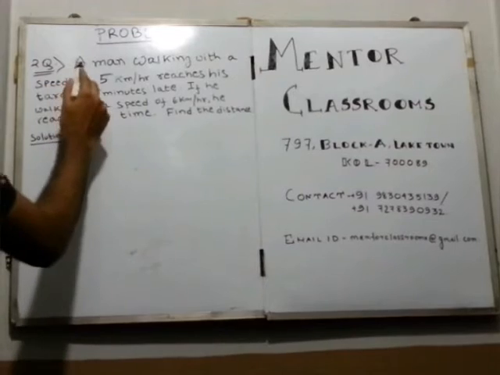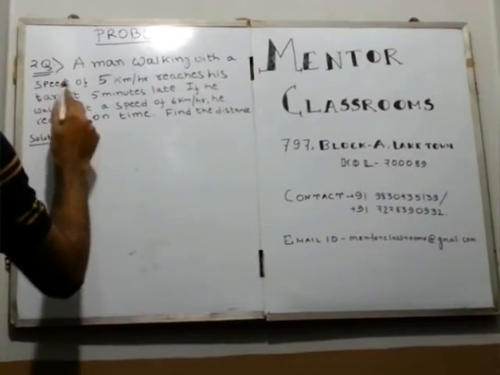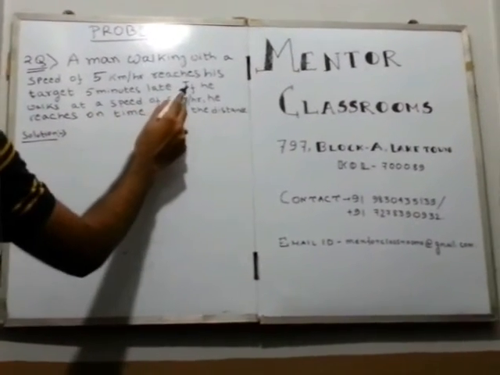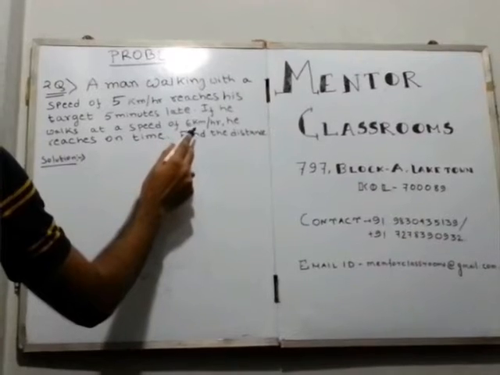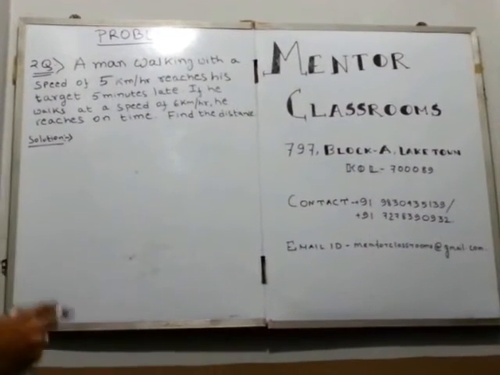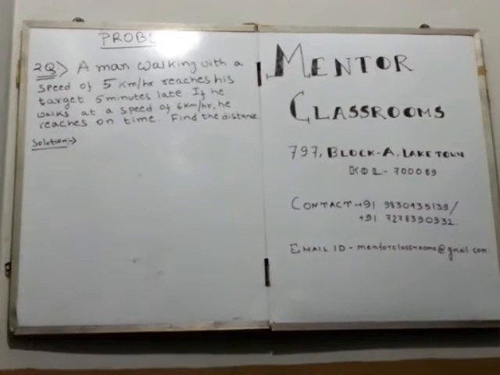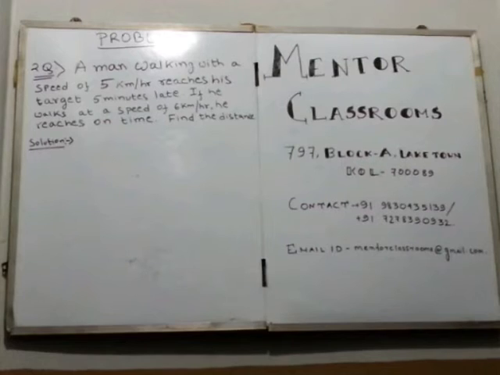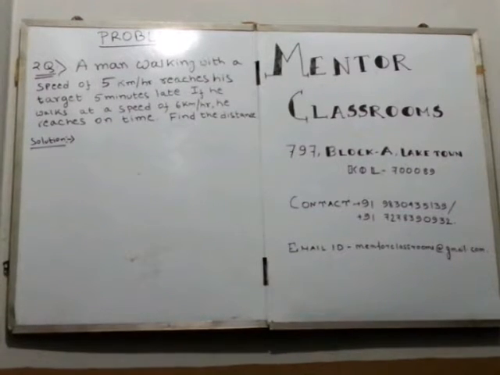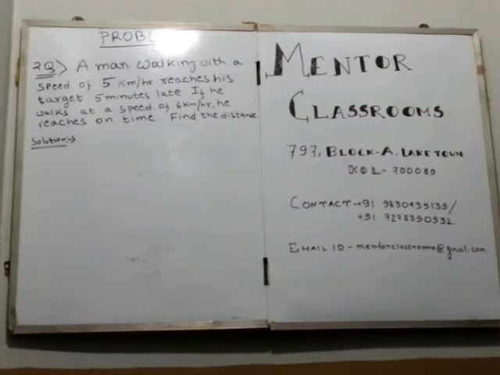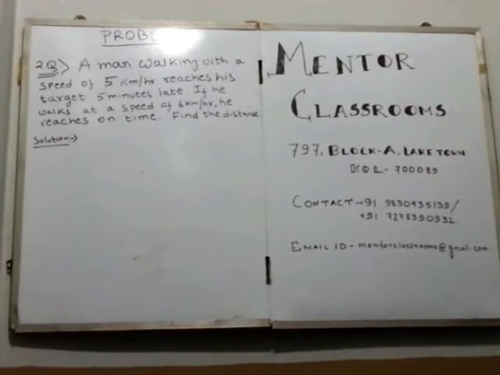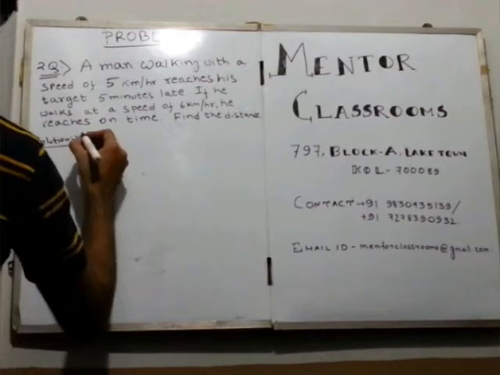As you can see, a man walking with a speed of 5 km per hour reaches his target 5 minutes late. If he walks at a speed of 6 km per hour, he reaches on time. Find the distance. Now guys, in this problem, if the man increases his speed to 6 km per hour, he would arrive on time. And if his speed decreases by 1, that is 5 km per hour, he will be late by 5 minutes. So in order to solve this problem, let us assume the distance to be x kilometer.